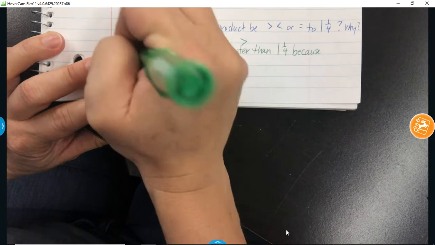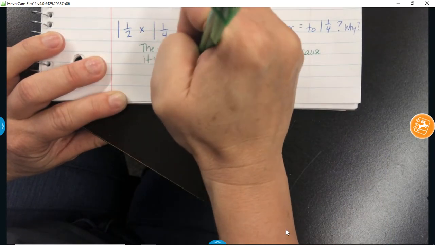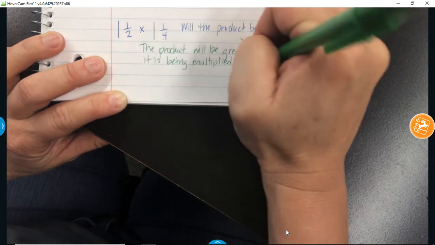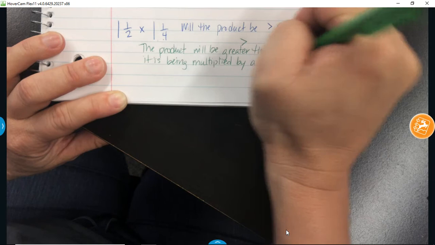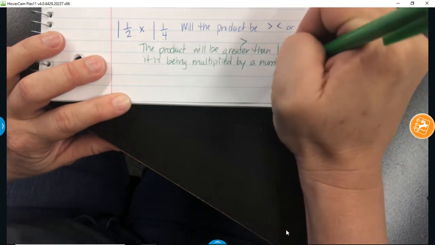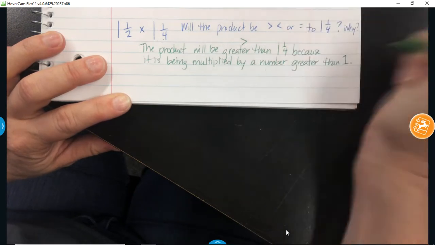because it is being multiplied by a number greater than 1. Gosh, I hope this makes sense to you. Now we're really going to have it hit the fan. Let's go. We got this.